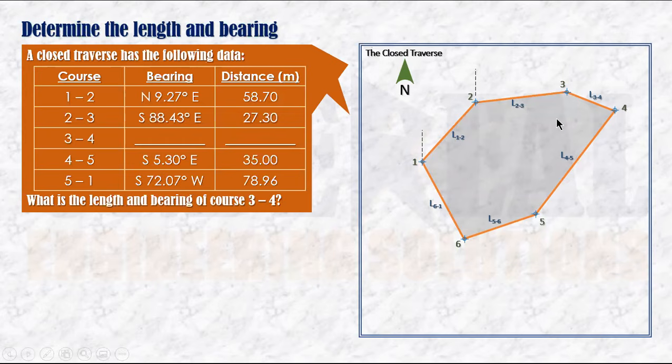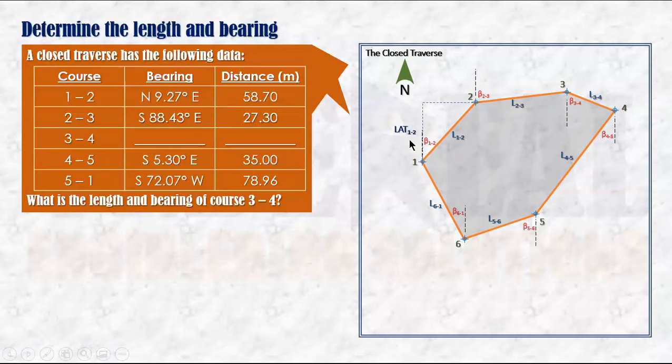So, since this is clockwise, then the bearing nito is northeast. This as well, northeast. But ito, since this is now downward, so this should be southeast. Ito naman, since this is now to the left, so southwest, then ito, northwest. So these are the corresponding bearings.